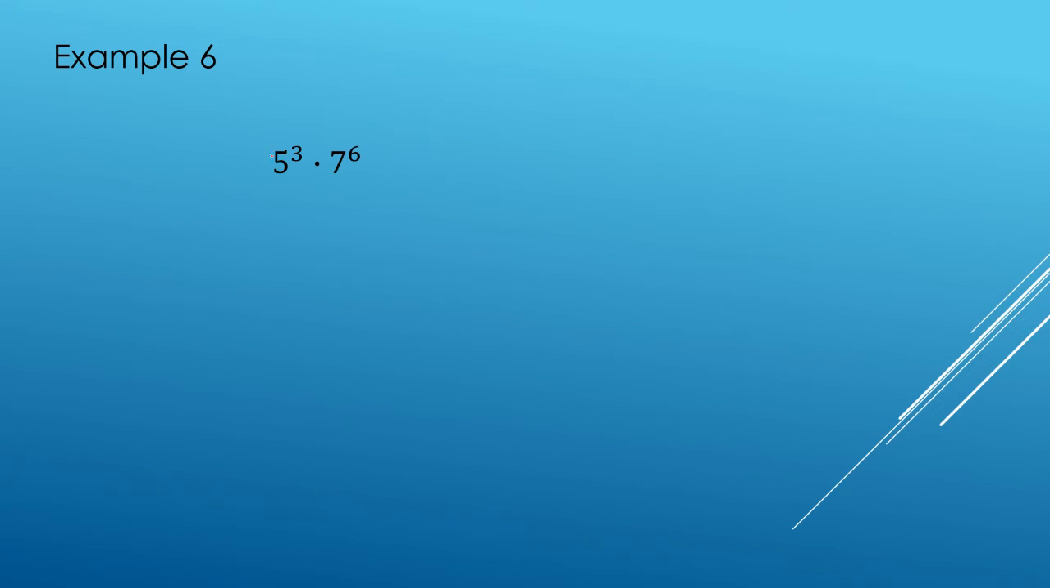Okay, 5 to the third power times 7 to the 6th power. Can I combine these together? No. They're not the same base. 5 and 7, right? Obviously, those aren't the same number. Now, remember what these mean. So if I were to expand, this means 5 times itself 3 times, and then 7 6 times in a row.